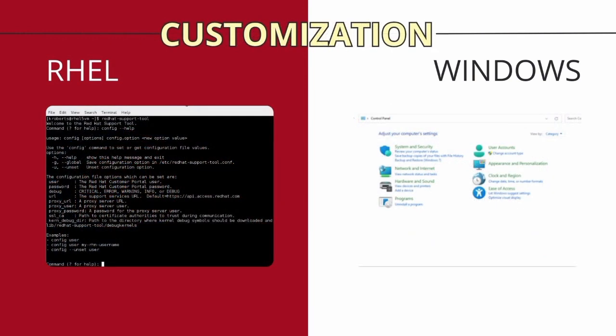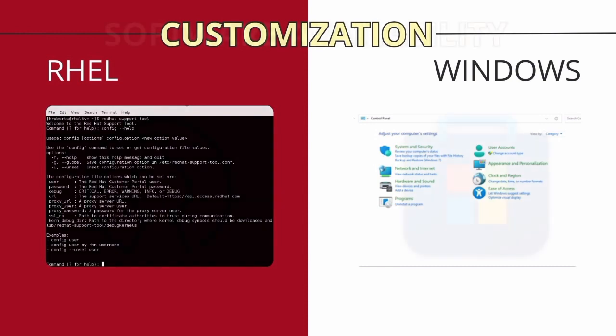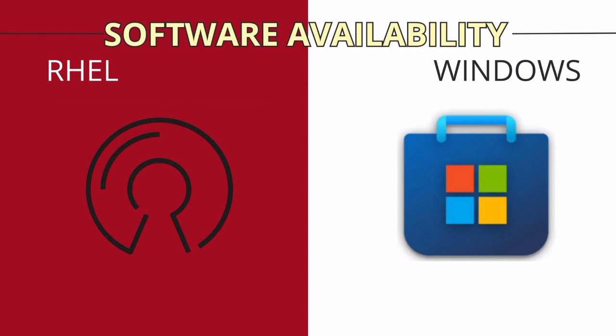Customization: RHEL is highly customizable through configuration files and scripting, and offers fine-grained control over every aspect of the system, while Windows offers some customization options through settings and third-party software, but not as flexible as RHEL. Software availability: RHEL is primarily open source software with a focus on server applications and development tools, with limited availability of popular desktop software like Photoshop or Microsoft Office. And for Windows, there is a vast library of software available, including popular productivity tools, games, and creative applications.